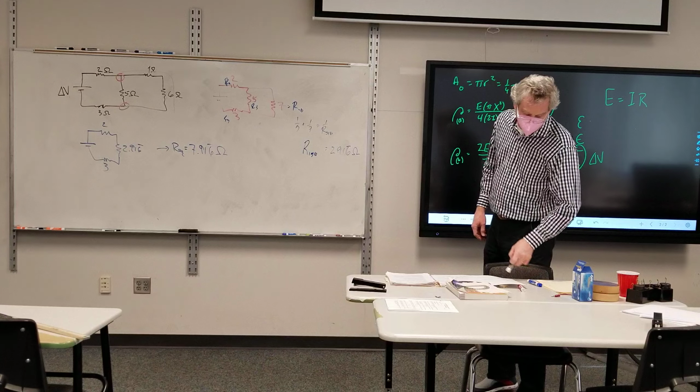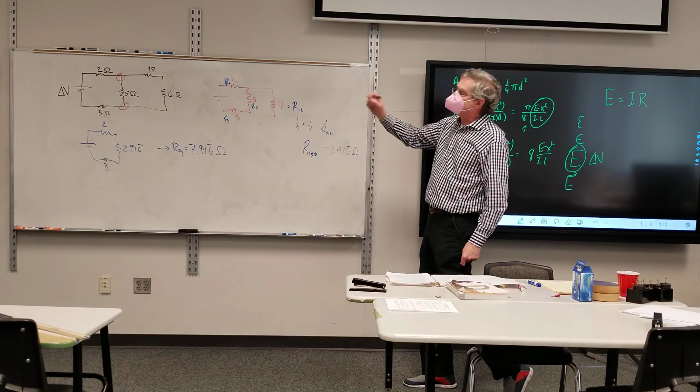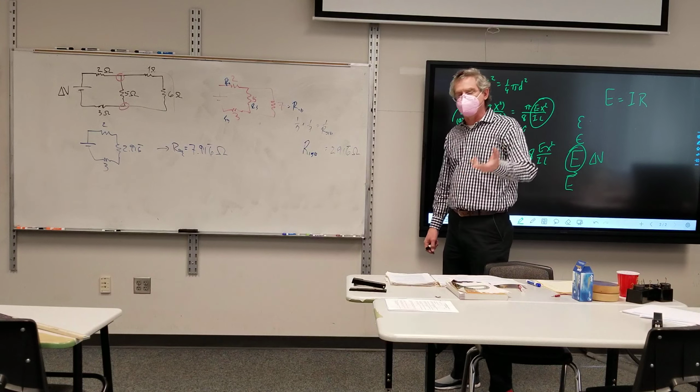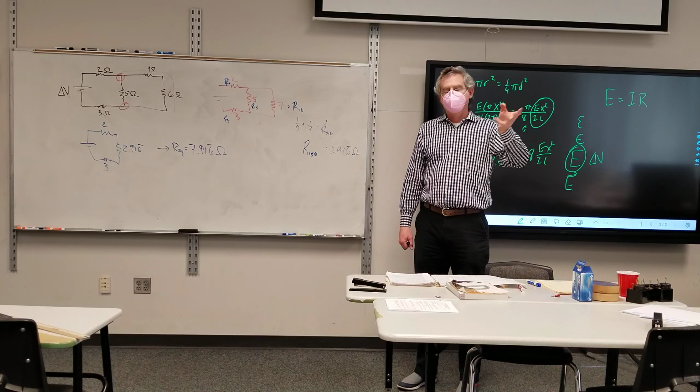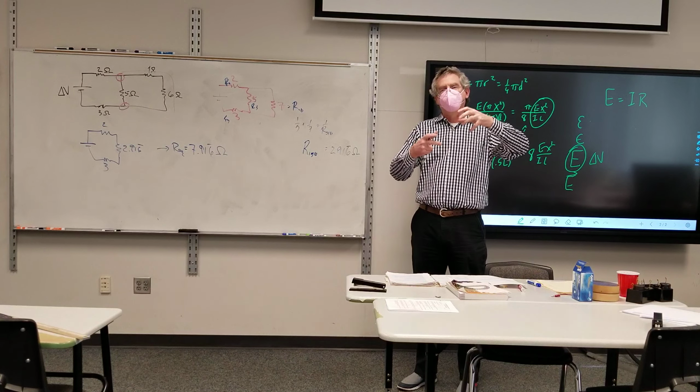All right, so the next one is R2 is a light bulb. And the incandescent light bulb is just a resistor. You run current through it, there's enough resistance, it heats up, it glows, we see a light.